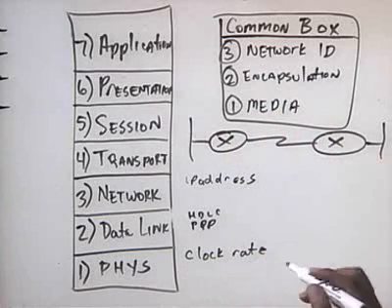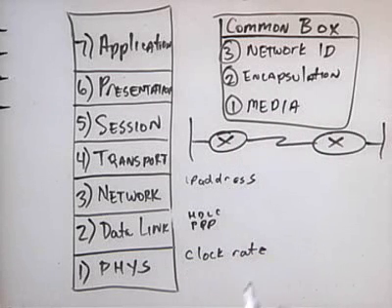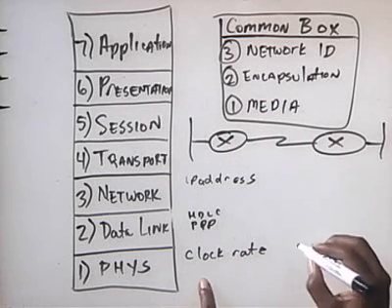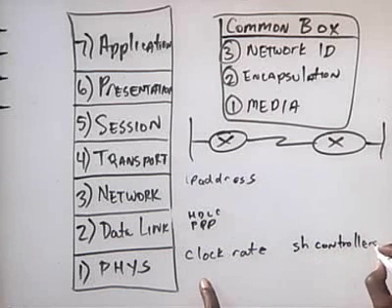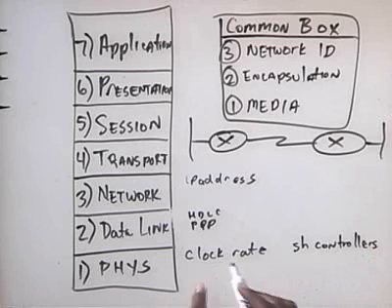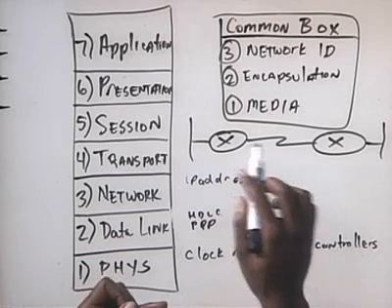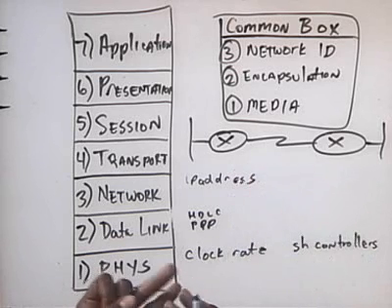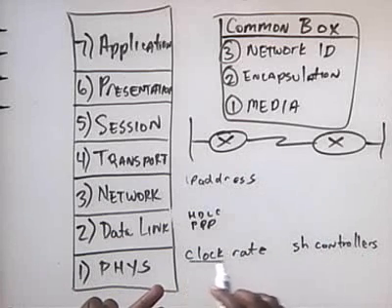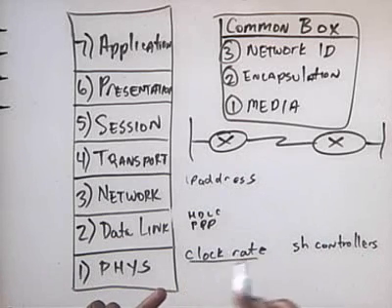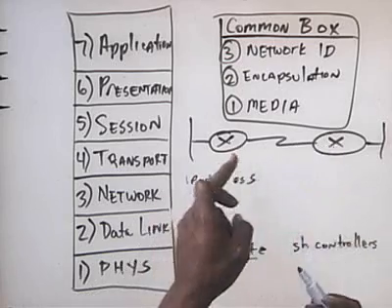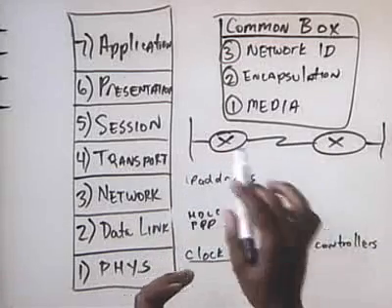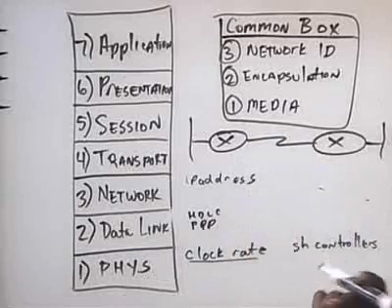So how would we check that clock rate? Well, the way we would check the clock rate would be to do the show controllers command on the router. Show controllers serial 0 checks to see the type of cable as well as whether it's DCE or DTE, as well as whether the clock rate has been set. If the clock rate has not been set on one of these devices attempting to communicate, then the clock rate must be set before layer 1 communication can take place.